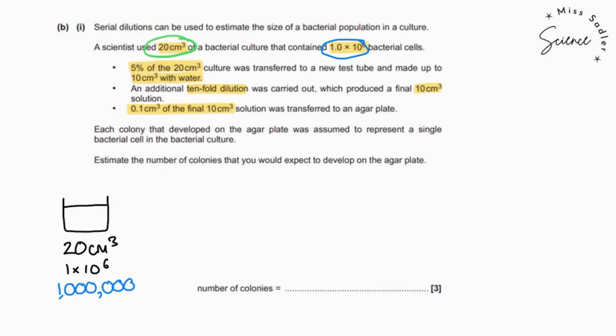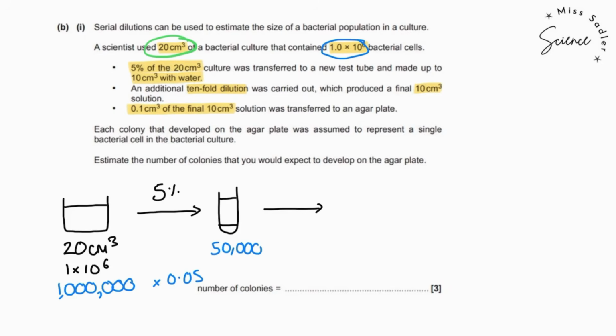Okay, the next thing that happens is that 5% of that gets transferred into a test tube. So it gets transferred into the test tube and then topped up with water to get to 10 centimetres cubed. So 5% of a million, we can work that out by doing 1 million times 0.05. And that answer is 50,000. So we have now got 50,000 bacteria in test tube number 1.